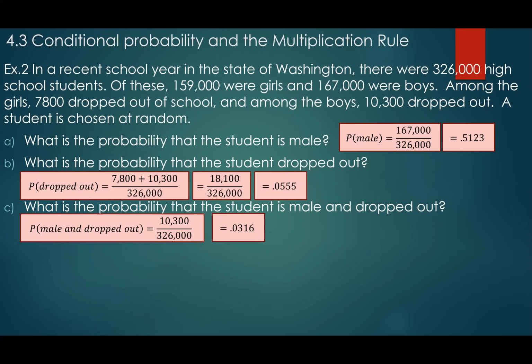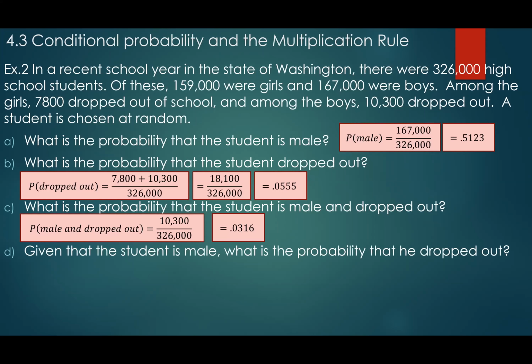So these three items are in your previous problem, in your previous section, which is 4.2, right? So now they give you this part here, which is D, and this is where 4.3 starts, right? If you read this and you say, oh, given, that's a conditional probability. That's what we have. Given the student is a male, what is the probability that he is dropping out of school?